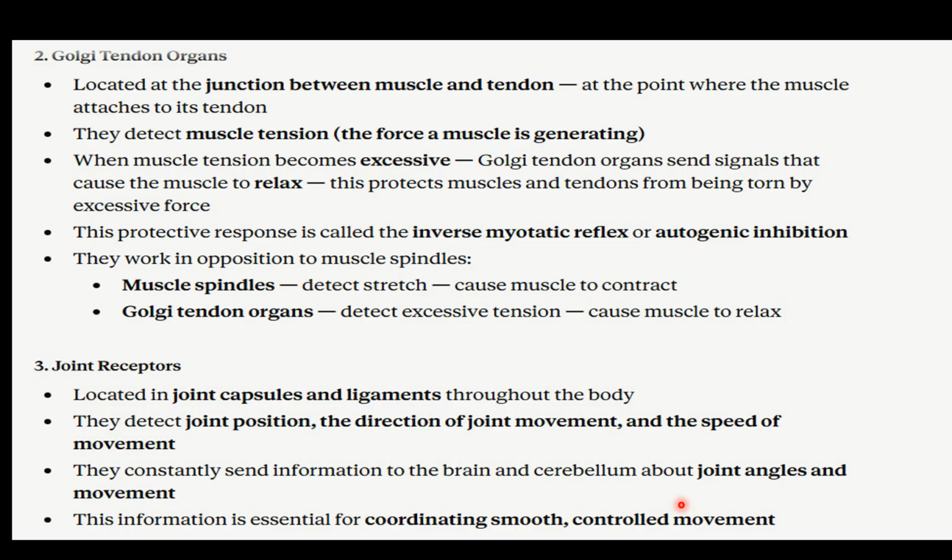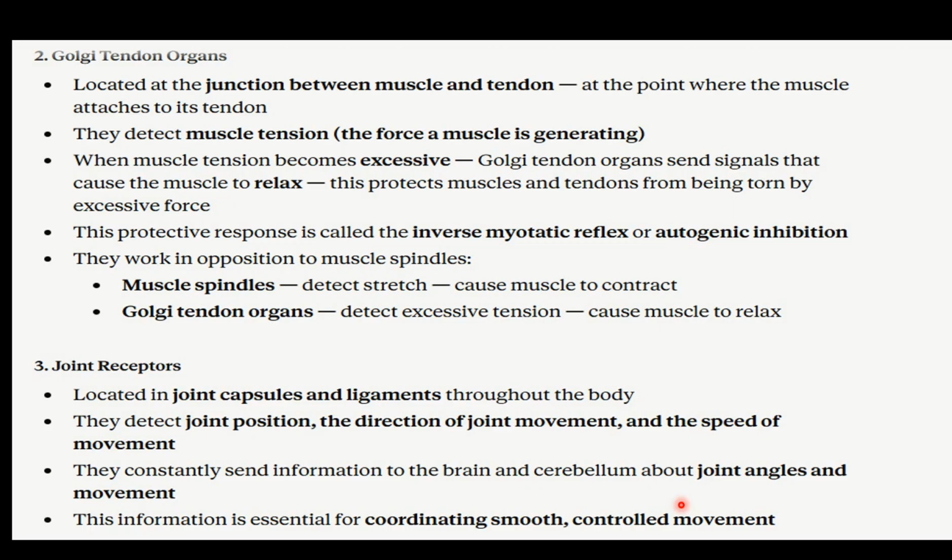So this protective response is called the myotatic reflex and autogenic inhibition. They work in opposition to muscle spindles. Okay, so now let's compare it: muscle spindles and Golgi tendon organ. Muscle spindles basically detect stretch and cause the muscle to contract, but on the other hand, Golgi tendon organs detect excessive tension and cause the muscle to relax.